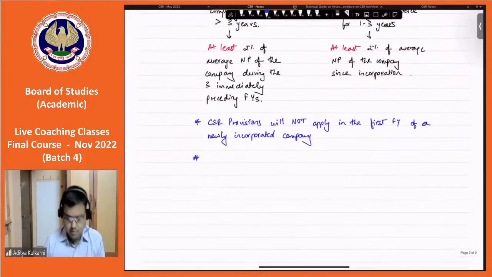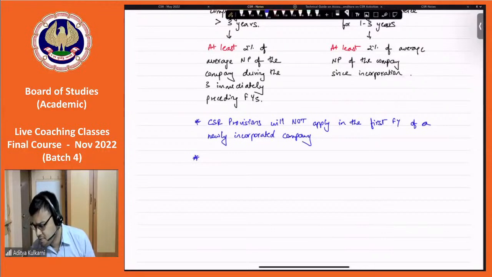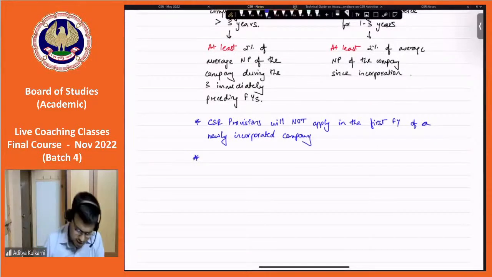Second one. Done? Any doubts so far? Any doubts as to the amount of spends, guys? Any doubts? CSR provisions will not apply. Okay. Any doubts so far? No doubts. So let us move ahead.